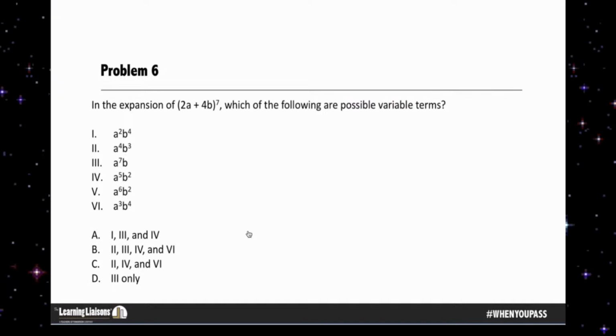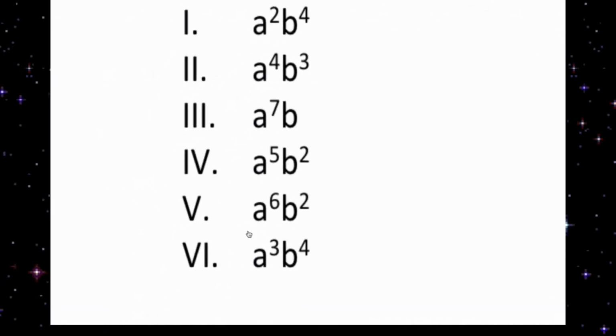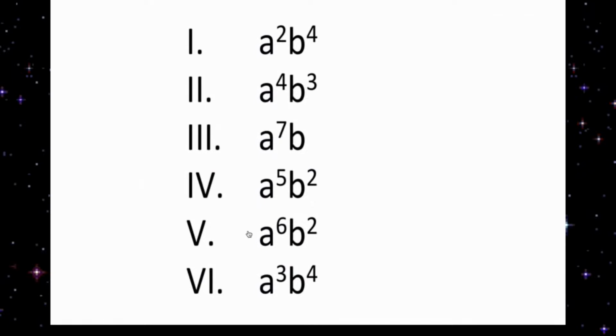In the expansion of (2a + 4b) to the 7th power, which of the following are possible variable terms? And then you see them here. I'm going to give you a quick second to just look that over yourself, and then we'll solve it.